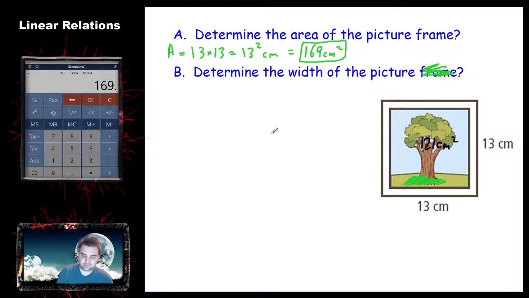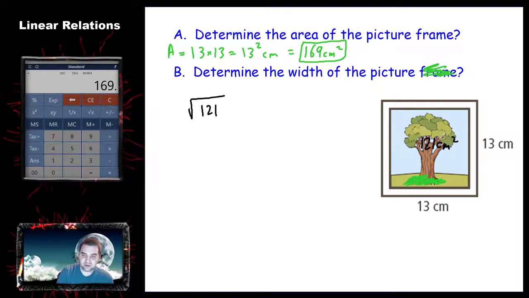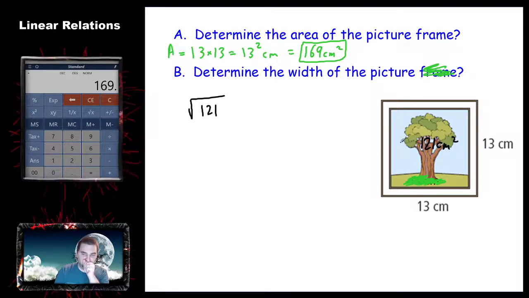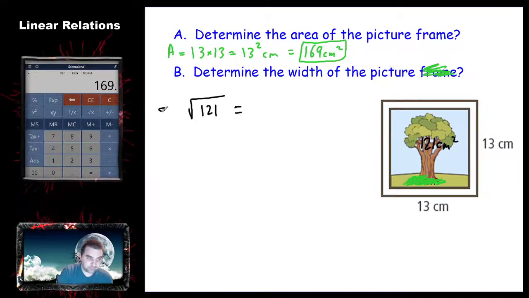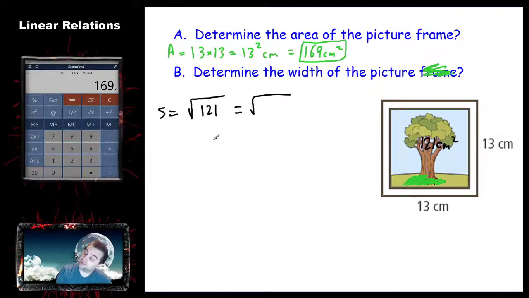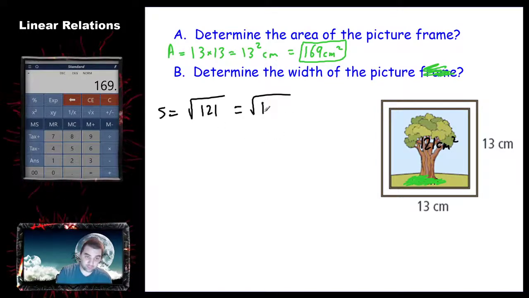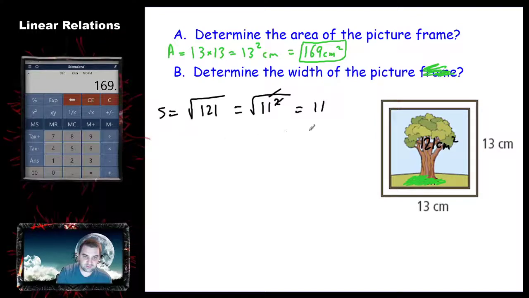And you probably already know the answer. All right. Determine the width of the picture frame. I'm going to do the square root of 121 because I know that this is the area. So if I do the square root of the area, it's going to give me the side length. So the side length of the square root of 121 is just, well, let's see. I do have that square memorized because it's a fairly common one. It's 11 squared. So my answer is 11. The side length is 11.